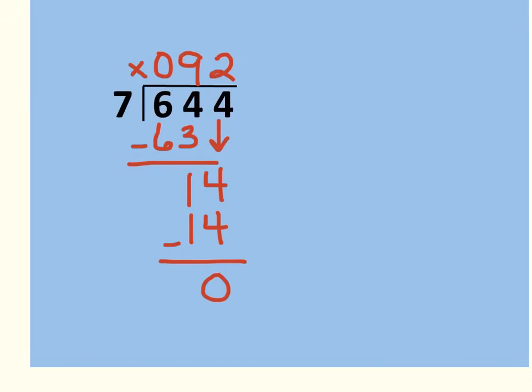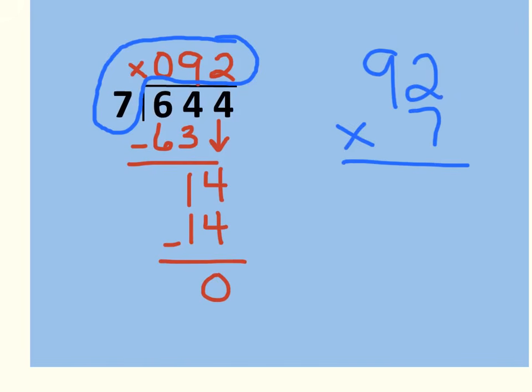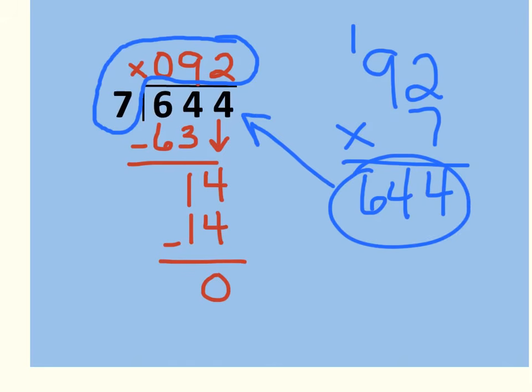Now to check my work, to check my division to see if it's correct, I take my quotient, the 92, and I multiply it by my divisor of 7. So I take 92 times 7, and I multiply those two numbers together, and I should get, if I did my division correctly, 644 as an answer. Well, 7 times 2 is 14, carry the 1. 7 times 9 is 63, plus 1 more is 64. And yes, there's my 644. That's the dividend, the number that I started with. So I know that I did my division correctly.